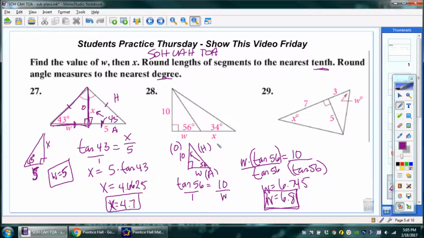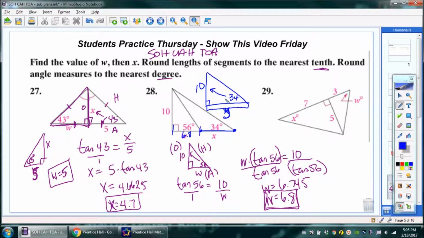It's asking for x as well. So I'm going to change the color up. So we have another triangle here: 6.8, we have 10, we have 34, and we're trying to find this length here to be x. So x on this picture is from here to here. So if I find the whole value of the bottom, actually let me call that y, then if I know part of it is 6.8, I can just subtract that out to get my x value.